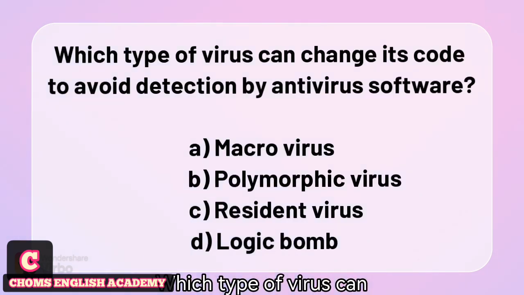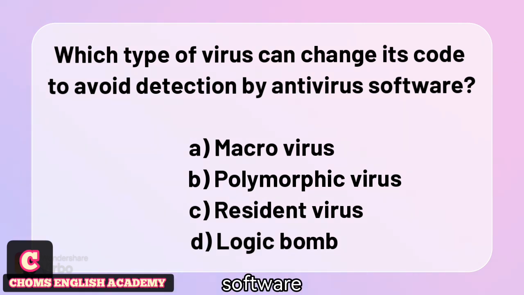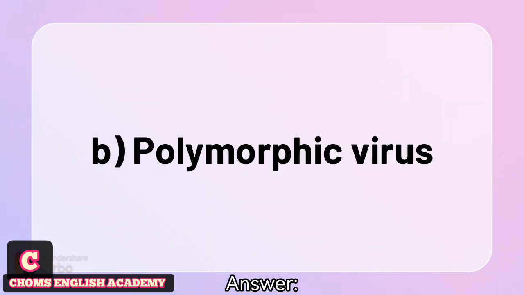Which type of virus can change its code to avoid detection by antivirus software? A. Macrovirus. B. Polymorphic virus. C. Resident virus. D. Logic bomb. Answer. B. Polymorphic virus. Explanation. Polymorphic viruses can alter their code each time they infect a new file, making them harder to detect.